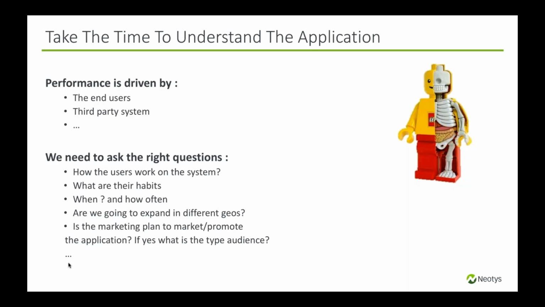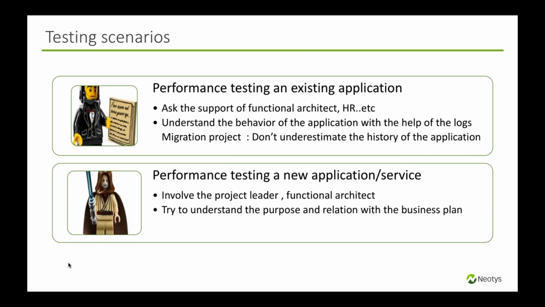What are the habits? Where and how often? Are we going to expand to several geos that will probably have some specific situations or more network constraints? Do I have any marketing plan to promote that will bring some spikes? So I need to understand those aspects. Then that will help me to figure out which test I'm going to run, which load. Then I need to figure out which testing scenarios, which use cases, and what are the numbers, the number of transactions per second or per hour or whatever it is I need to run on my environment.